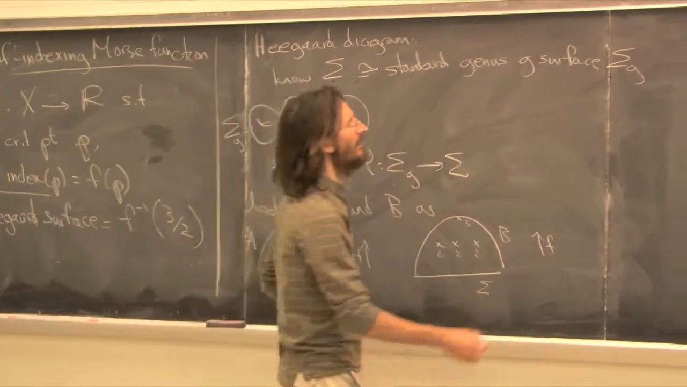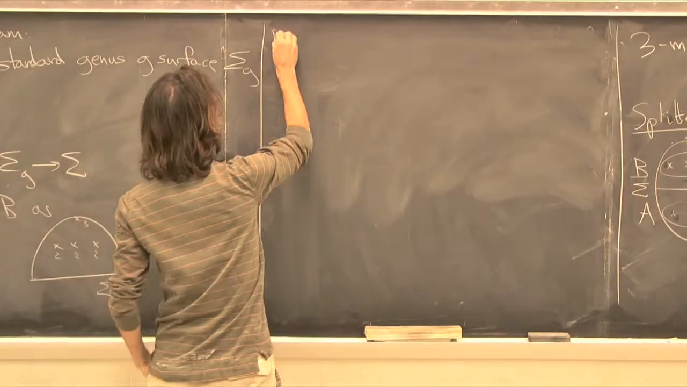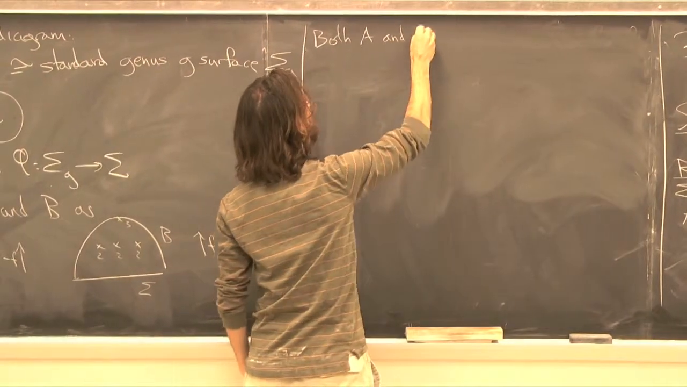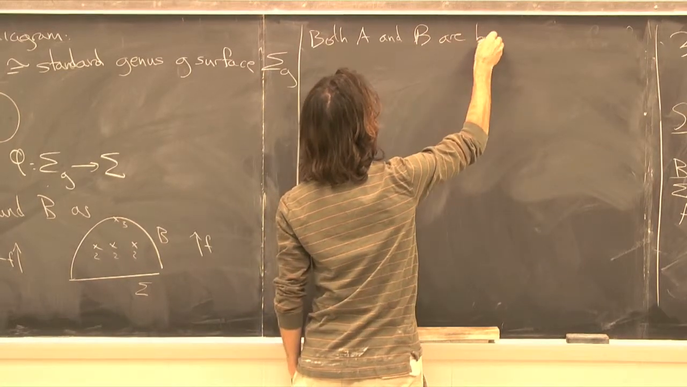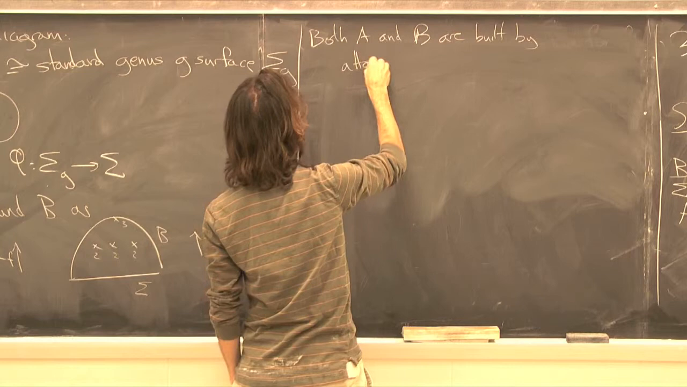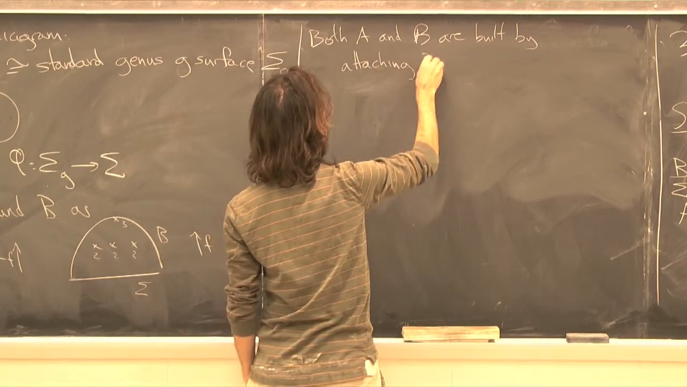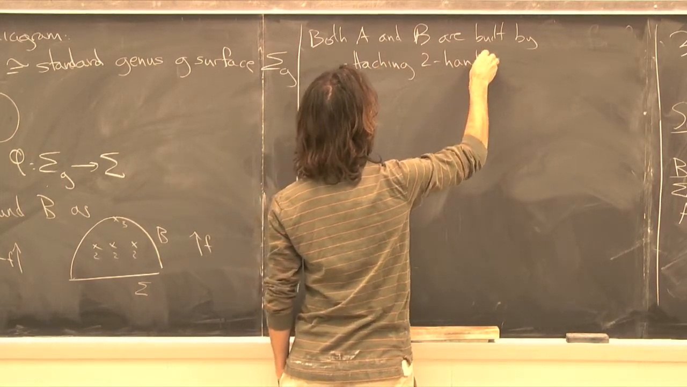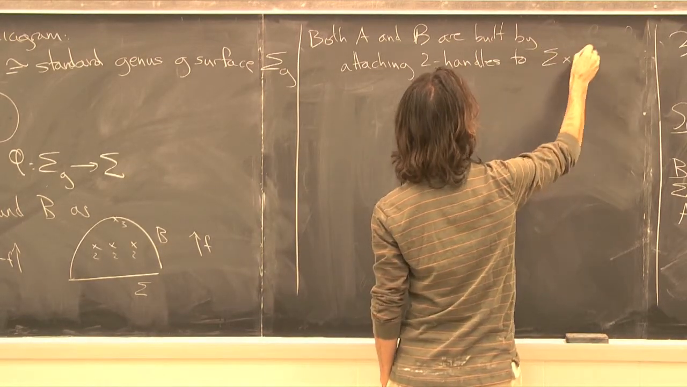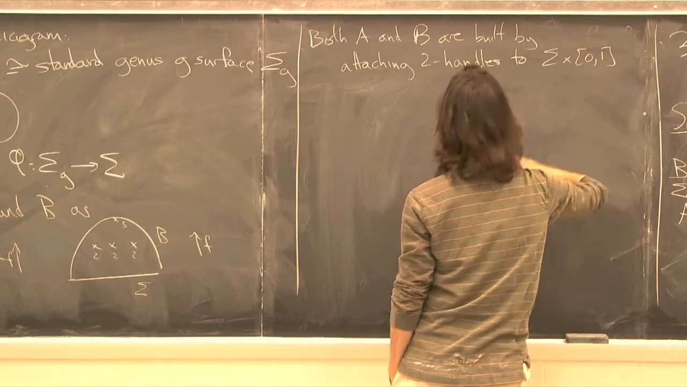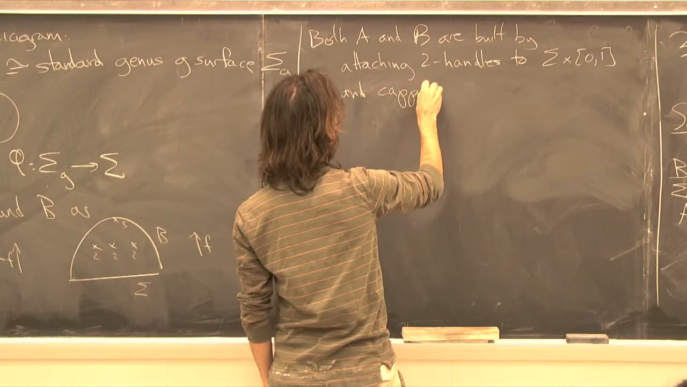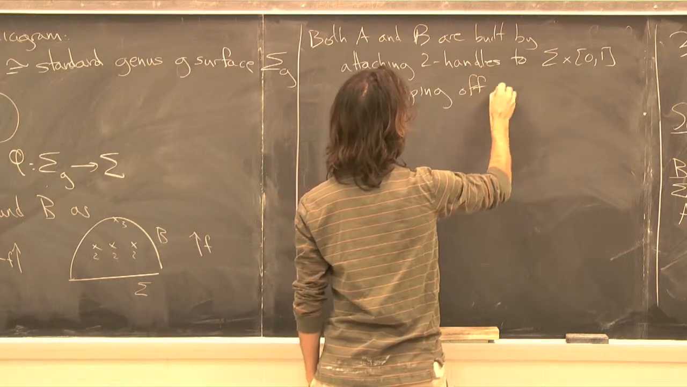So both A and B are built from 2 handles, well, sigma across the interval, and then cap them off with the 3 handle.